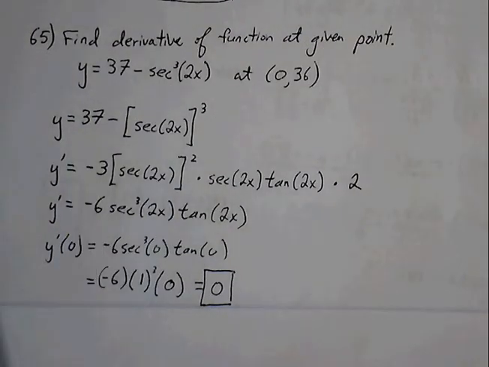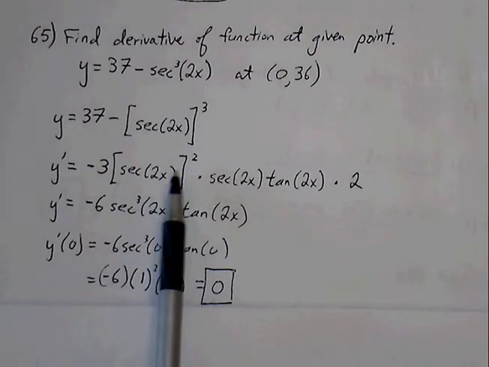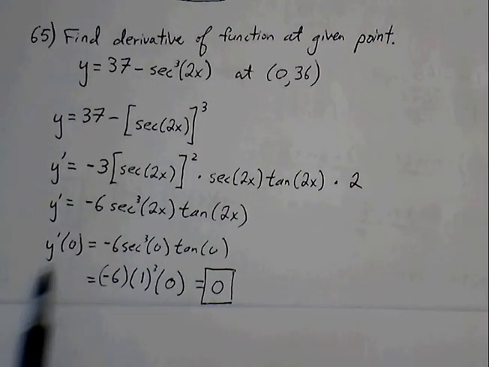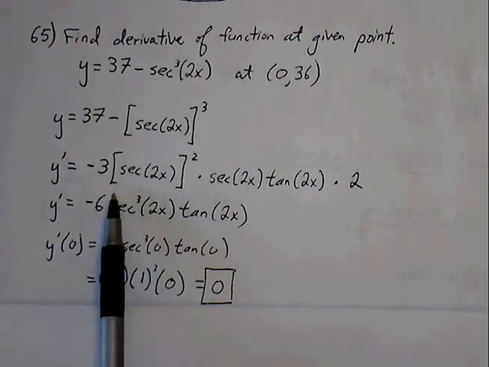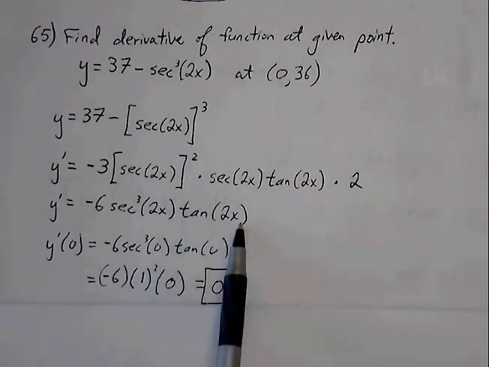37 goes to 0. Bring down the 3, keep the bracket, subtract 1 from the exponent. Secant of u becomes secant of u tangent of u times u prime. And then we can clean this up and make it negative 6 secant cubed 2x tangent 2x. So we found the derivative.